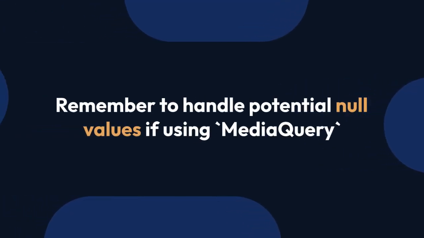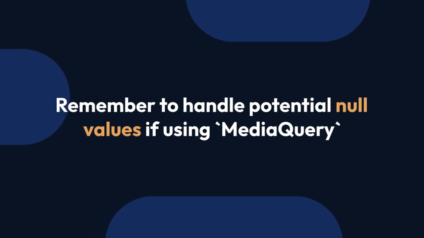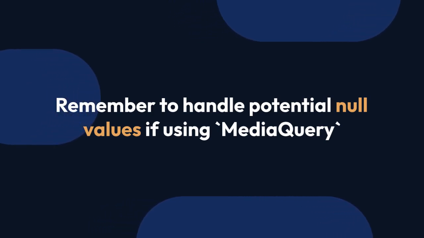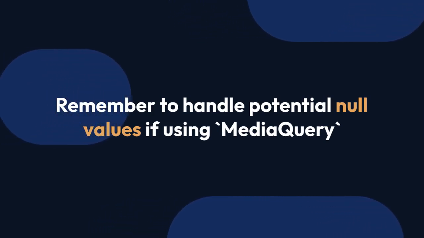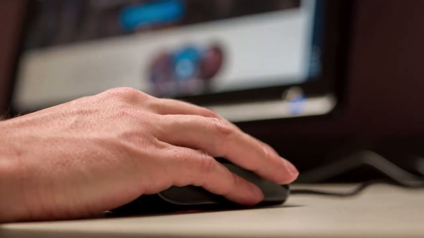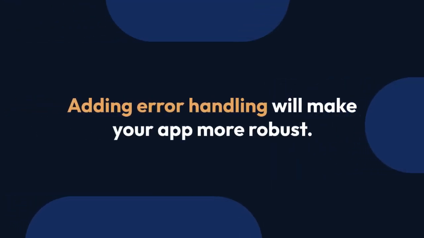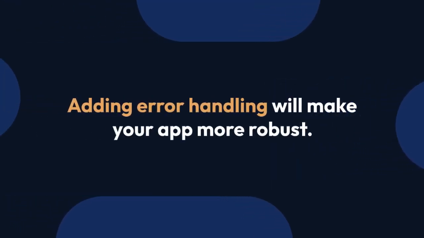Remember to handle potential null values if using MediaQuery, especially when dealing with asynchronous operations or situations where the context might not be immediately available. Always check for null before using the value, perhaps with a null-aware operator, to gracefully avoid errors. Adding error handling will make your app more robust.